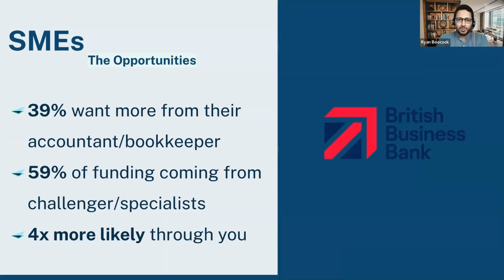So you're in a position, as you know, where for a lot of owner managed businesses, there's no one else who's going to be able to give them better advice or better guidance than you can. And it's really important that we can support that as well. What we've also seen in the market, certainly when it comes to debt, is that 59% of funding is not coming from big banks, but it's coming from challenger banks and specialist lenders. And again, how do we access that?